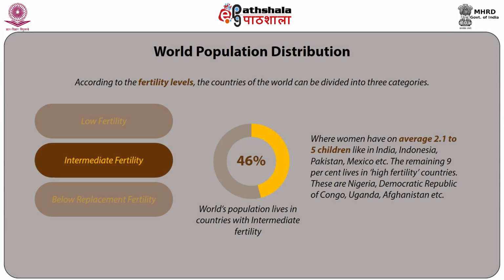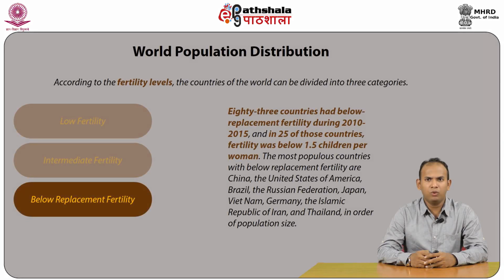Another 46% lives in intermediate fertility countries, where women have on average 2.1 to 5 children, like in India, Indonesia, Pakistan, Mexico, etc. The remaining 9% lives in high fertility countries. These are Nigeria, Democratic Republic of Congo, Uganda, Afghanistan, etc. 83 countries had below replacement fertility during 2010 to 2015, and in 25 of those countries, fertility was below 1.5 children per woman.